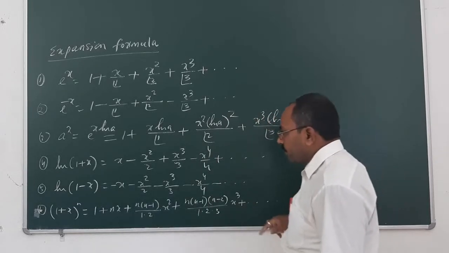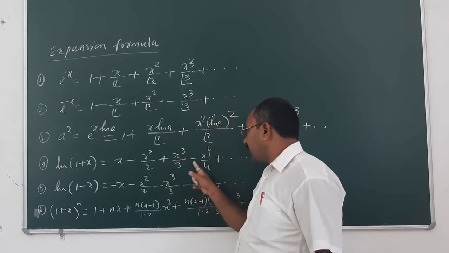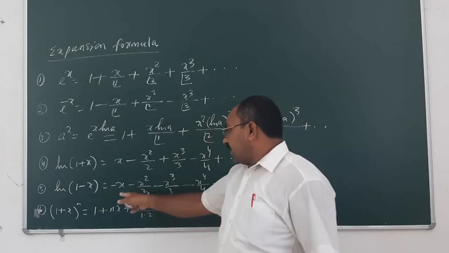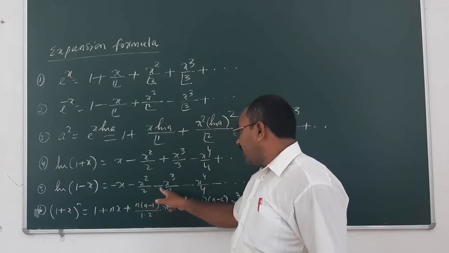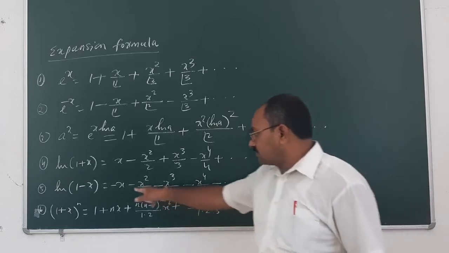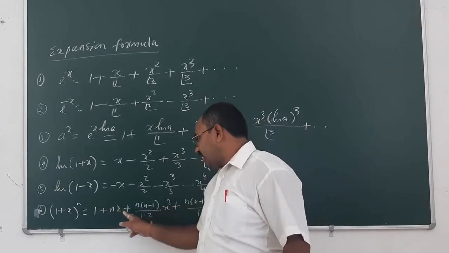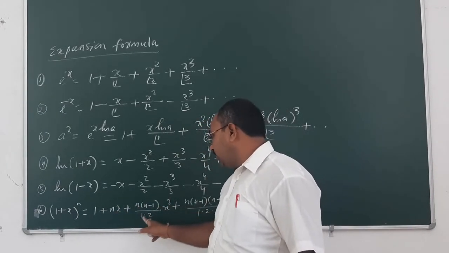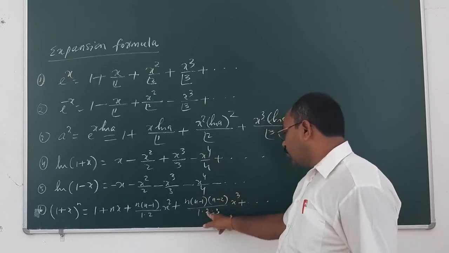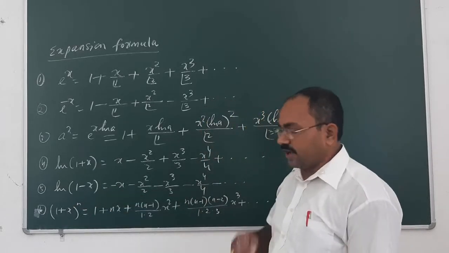Log(1 plus x) is x minus x square by 2 plus x cube by 3 minus x to the 4 by 4 plus dot. Log(1 minus x) is minus x minus x square by 2 minus x cube by 3 minus x to the 4 by 4 minus dot. All terms negative. (1 plus x) to the power n is 1 plus n x plus n(n minus 1) by 1 into 2 into x square plus n(n minus 1)(n minus 2) by 1 into 2 into 3 into x cube plus dot. Here n is any number, positive, negative, fraction.